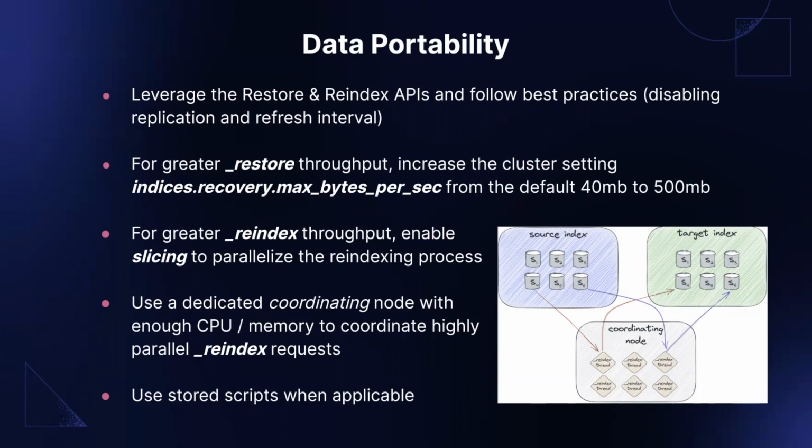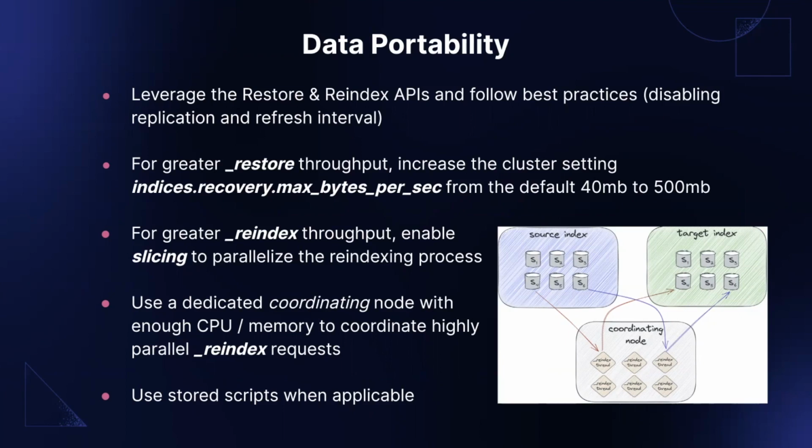I'm assuming most folks are familiar with the restore and reindex APIs. There's a lot of great documentation online and best practices, so I'm not going to repeat that here. And I assume most folks are using the snapshot and restore APIs to back up their cluster daily. If not, you definitely should. But I just want to go through some lessons learned over the years of using these different APIs.